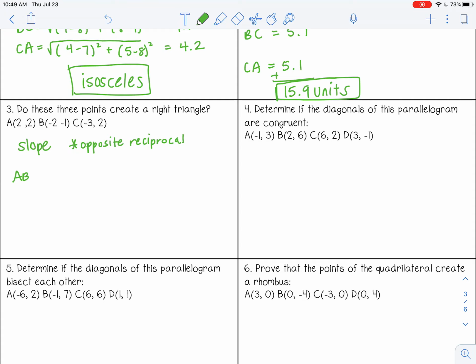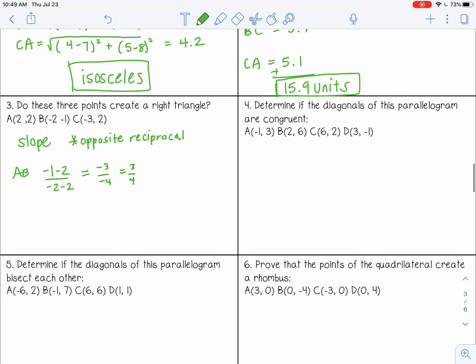I'm going to start with AB. Remember, slope is y sub 2 minus y sub 1 over x sub 2 minus x sub 1. All right, so that's negative 3 over negative 4, which is 3/4. And I'm going to do the same thing for BC. So 2 minus negative 1, negative 3 minus negative 2. Lots of negatives here. So that's 3 over negative 1, so that would be negative 3.